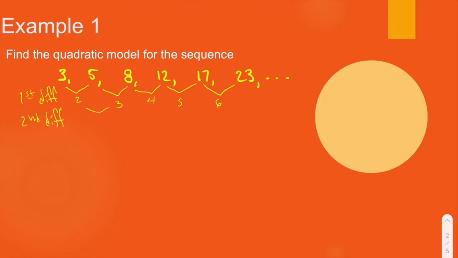3 minus 2, 1. 4 minus 3, 1. 5 minus 4, 1. 6 minus 5, 1. Wonderful. We are at second differences. That makes this a quadratic expression.